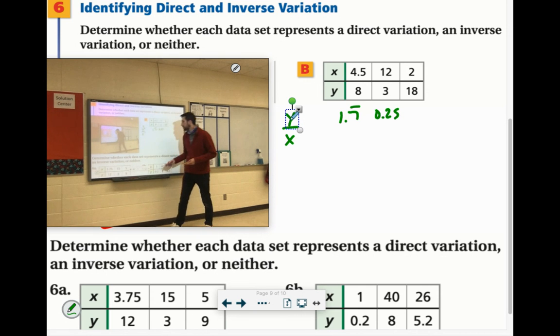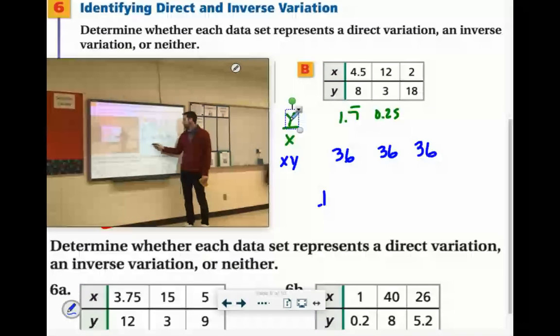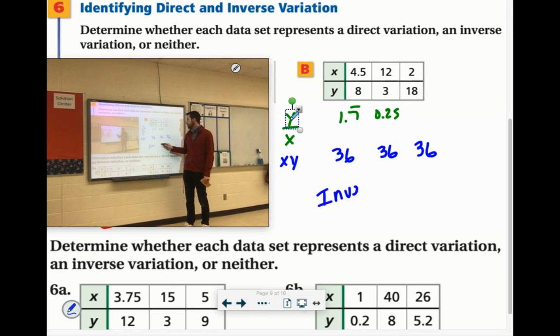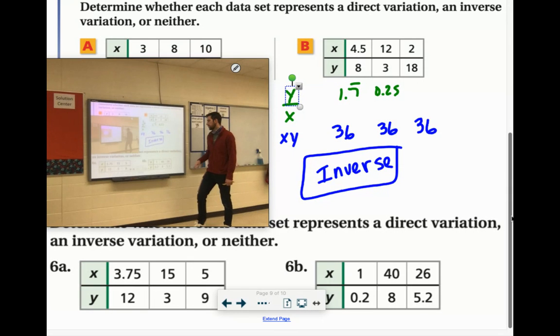So let's check if they have the inverse variation, if they multiply to the same amount. So 4.5 times 8 is 36. 3 times 12 is 36. And 2 times 18 is 36. They all have the same product, so that means they show an inverse variation. Hope I spelled that right. There we go. So we got 2 more of those, and we're all done.